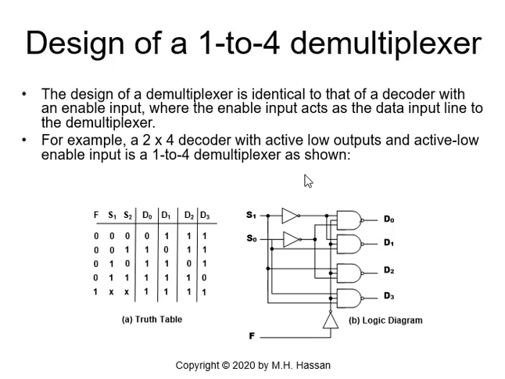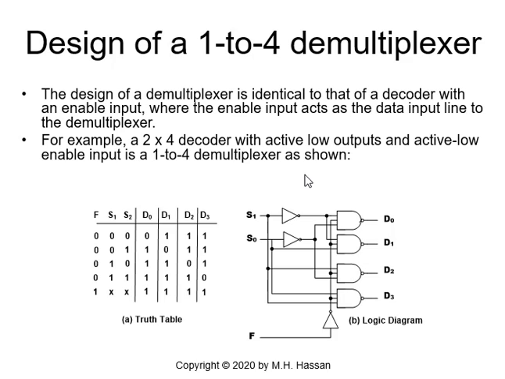The design of a demultiplexer is identical to that of a decoder with an enable input, where the enable input acts as the data input line to the demultiplexer. So take a 2x4 decoder with active low outputs and active low enable input. Active low means I have valid data when the data bit is 0, and 1 is not valid data.